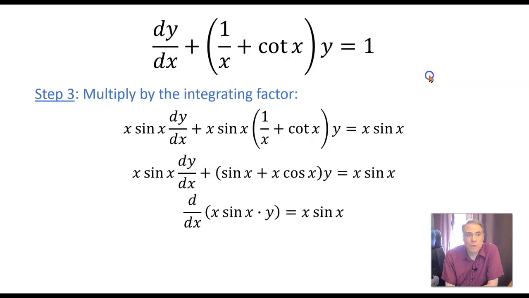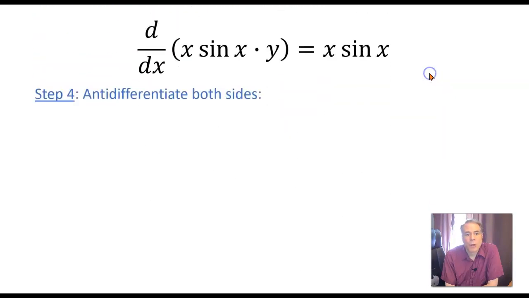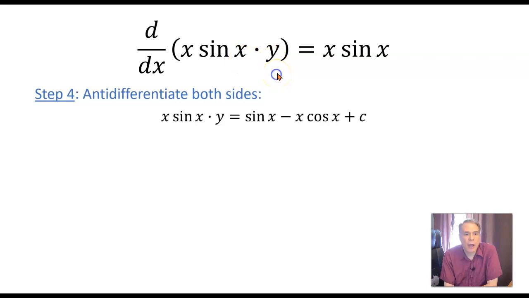Now, we're ready for step 4, where we anti-differentiate both sides. So, of course, the antiderivative of the derivative of x sin x times y is x sin x times y. And for the antiderivative of x sin x, to work that out, you would either use integration by parts, or you would just look it up on a table of integrals, and you would find that the antiderivative of x times the sine of x turns out to be the sine of x minus x times the cosine of x plus c.